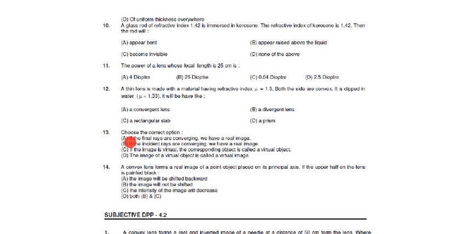Now a convex lens forms a real image of a point object placed on its principal axis, if the upper half of the lens is painted black. These are the options. Remember that the intensity of the image formed by a lens is directly proportional to the square of its aperture. Let me repeat: the intensity of the image being formed is directly proportional to the square of its aperture.